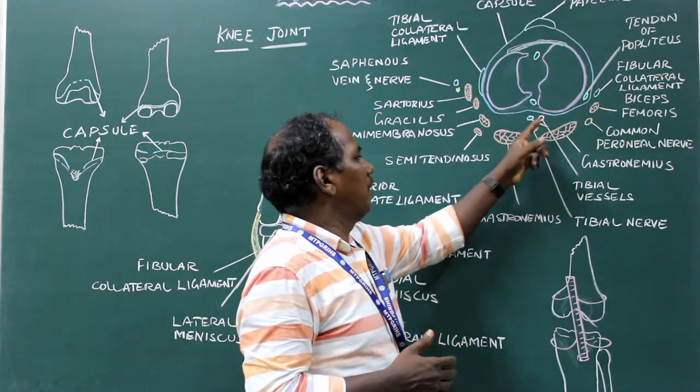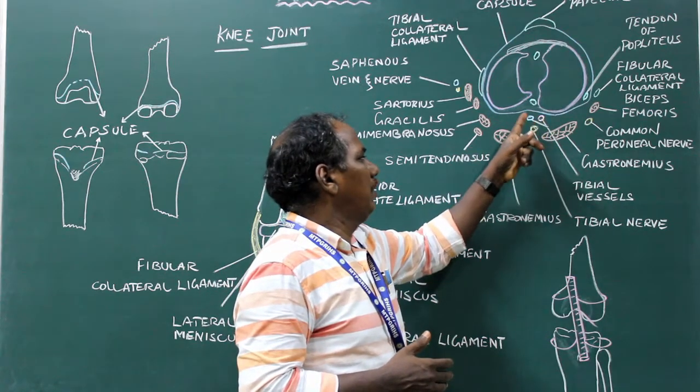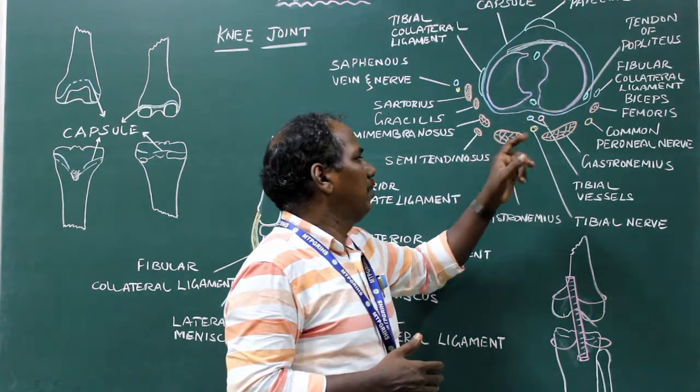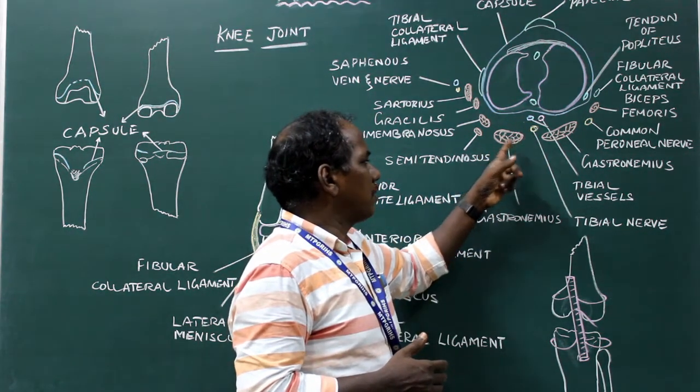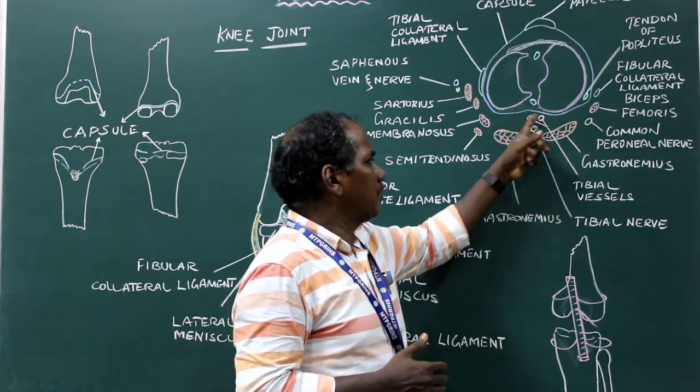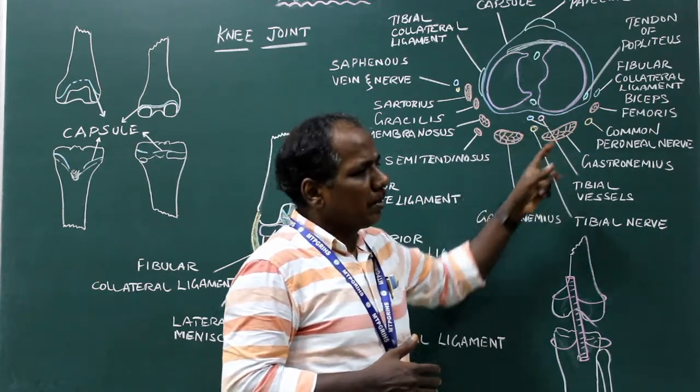Posteriorly, it is related to the popliteal artery, popliteal vein, tibial nerve, medial end of gastrocnemius, and lateral end of gastrocnemius. So these are the structures related posteriorly.